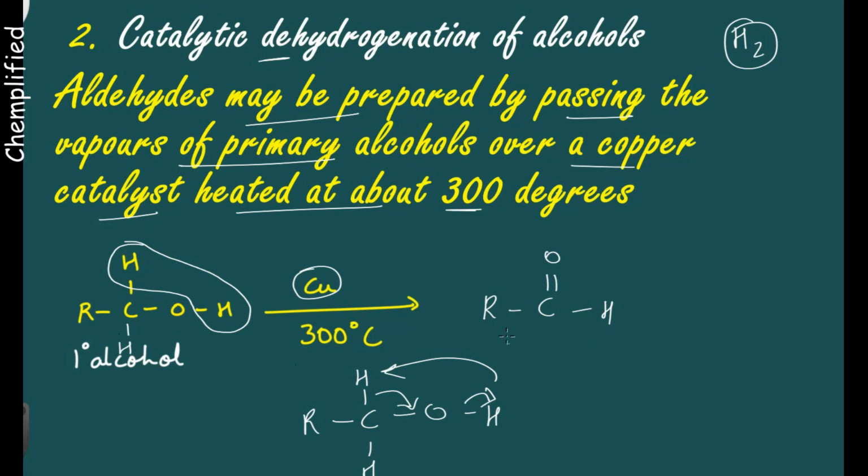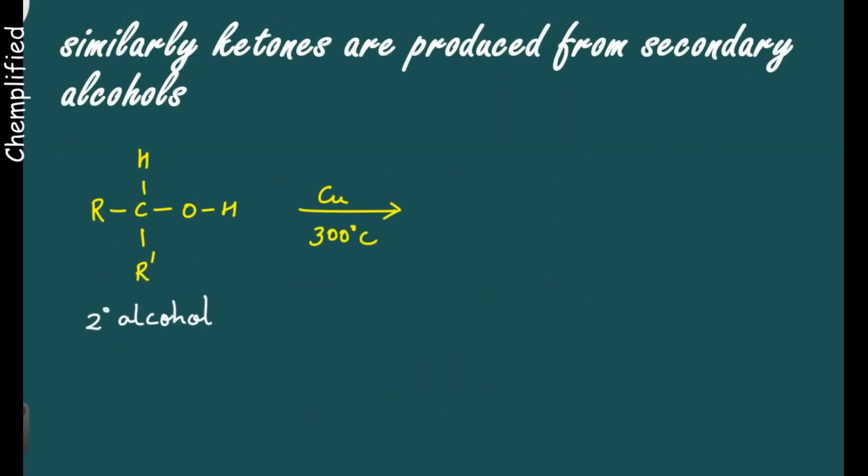Similarly, in the same way, the formation of ketones takes place. The only difference is you will have 2 degree alcohol. You have to take a secondary alcohol for the formation of ketone. Now again, these two hydrogens will make H2 and you will get a ketone.